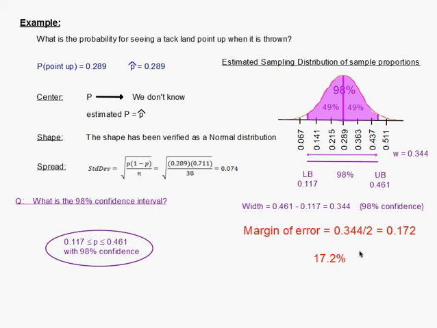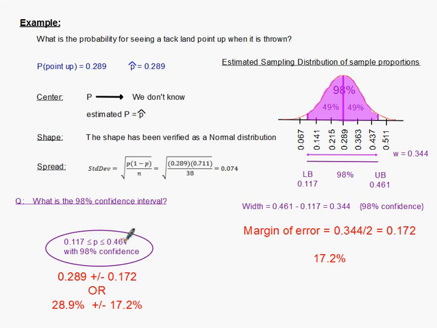Now, we're going to introduce a new term, this margin of error, which is going to be half of the width. If you think about it, if we split that down there, this is our margin of error, half the width, which in this case is 17.2%. We can actually write this confidence interval in a form that uses that margin of error that looks like this. So we could say that the confidence interval is 28.9% plus or minus 17.2%, which, in comparison to about 29%, is a huge margin of error.